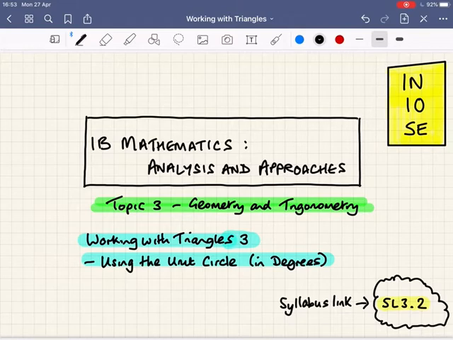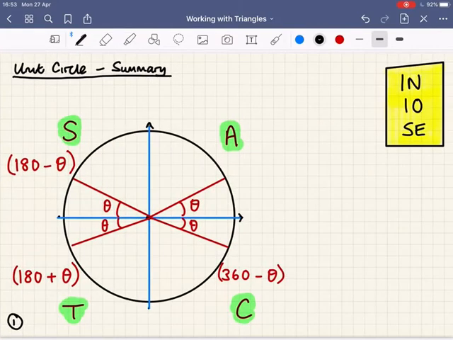Just as a summary of what we were doing before, we saw that any angle between 0 and 90 degrees, which we could call theta, is actually part of a large family of angles that all share the same sine, cosine, and tan ratios. The only thing that would vary is whether the value was negative or positive, depending on where it was situated around that unit circle.